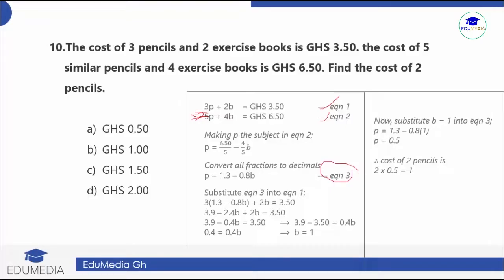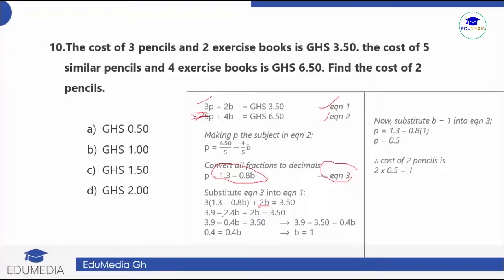Now I'm going to substitute this equation 3 into equation 1, this equation here. So substituting equation 3 into equation 1, I have 3 into bracket 1.3 minus 0.8b. Remember P is this whole thing. So when you put the whole of this in place of P, it means that 3 times everything in here, plus 2b, and then equals 3.50. Okay, so 3 times 1.3 gives us 3.9, minus 3 times 0.8, that is 2.4b, and then plus the 2b, and then equals 3.5. So 3.9 minus 0.4b equals 3.5, because we did this here.